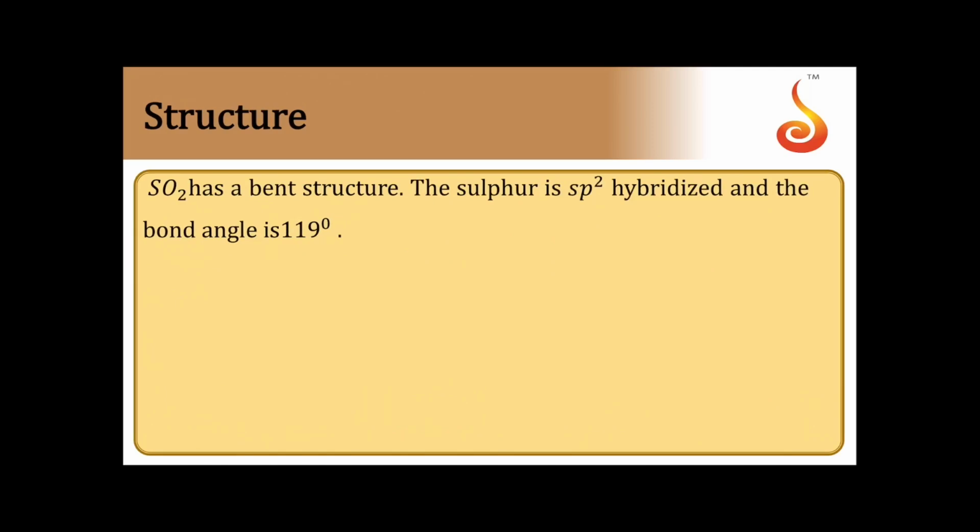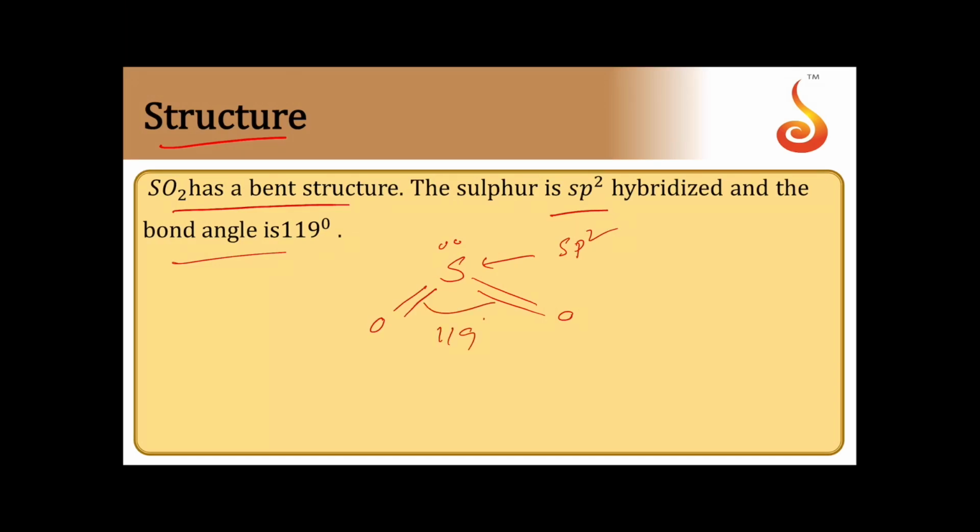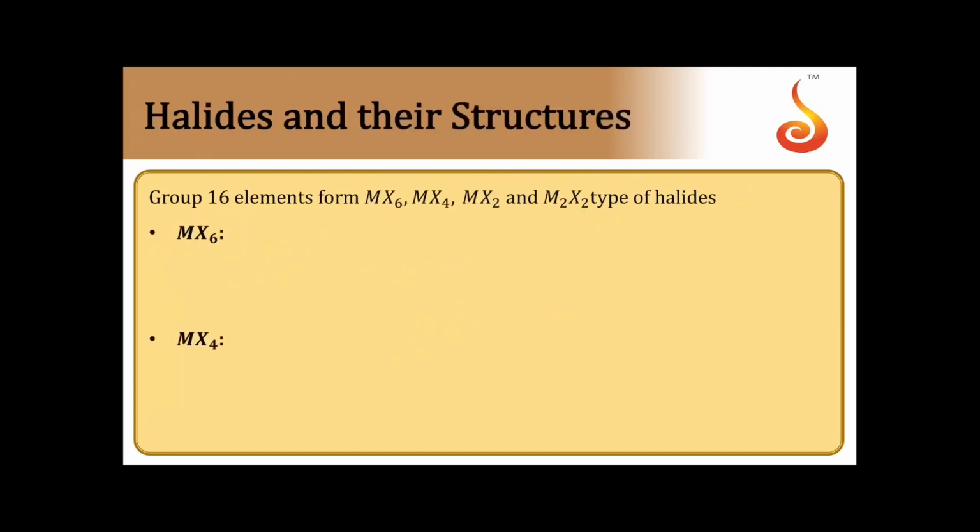Now coming to the structure. The structure of sulfur dioxide has a bent shape, and sulfur undergoes sp2 hybridization with a bond angle of 119 degrees. Sulfur has two double bonds to the oxygen atoms and a lone pair. So it is a bent shape and an sp2 hybridized molecule. Then the halides and the respective structures of the compounds.